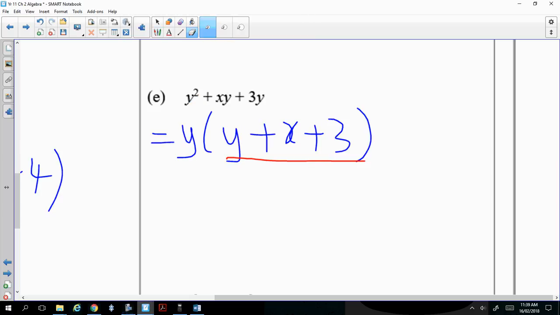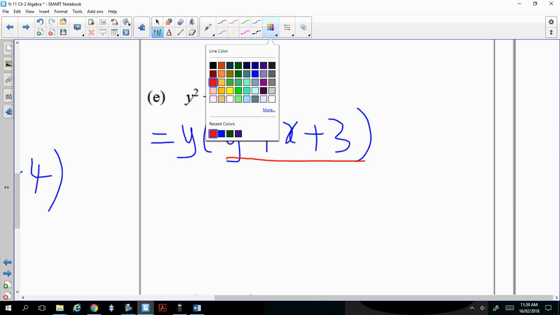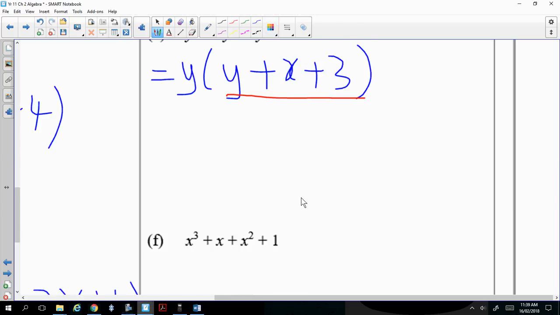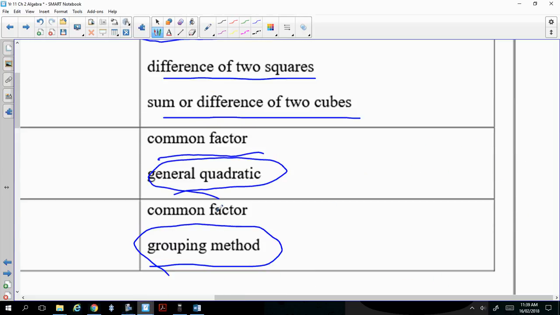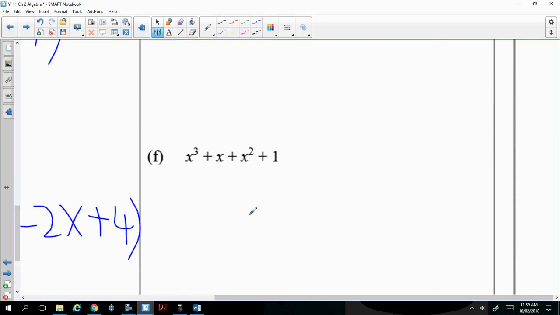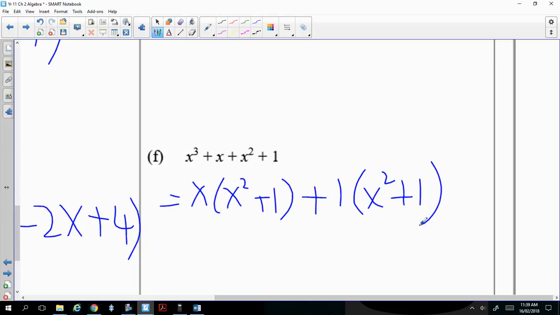Next one is this four terms. What do I do with four terms? Common factor and grouping method. Are there common factors? No. Could we group them? Yes. Let's group them. X is common, x squared plus 1. Second one, no common factor, just take the 1 out. They both have x squared plus 1. So you take the x squared plus 1 out, x plus 1.